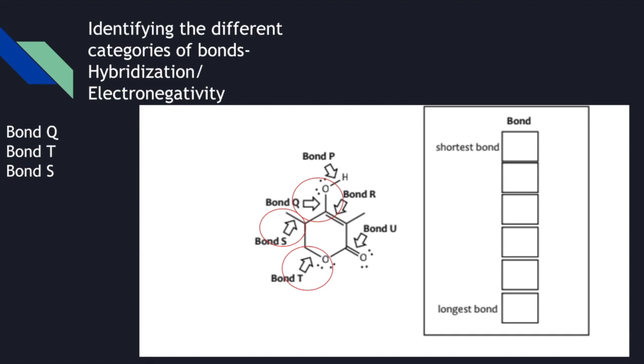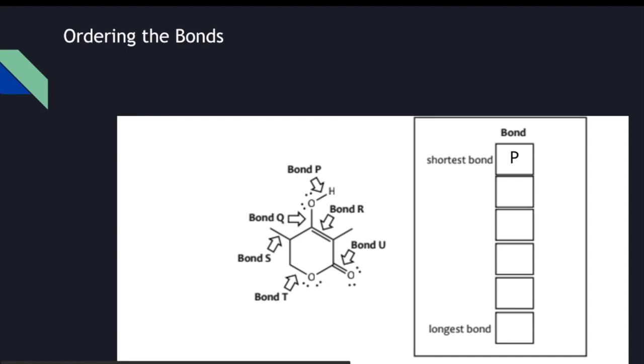Bonds Q, T, and S are single bonds with atoms that have varying hybridizations and electronegativity. Bond Q is a sp2 oxygen attached to an sp2 carbon. Bond T is an sp2 oxygen attached to an sp3 carbon. Bond S is an sp3 carbon attached to an sp3 carbon. Based on the rules of electronegativity, bond Q is shorter than bond T, and bond T is shorter than bond S. We have accumulated all the information. Now we must put it all together.